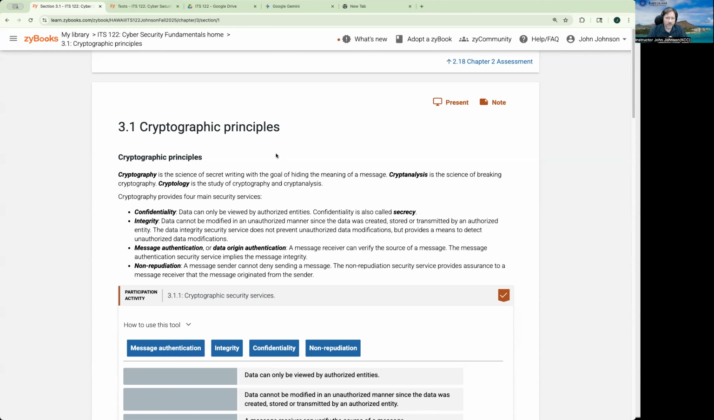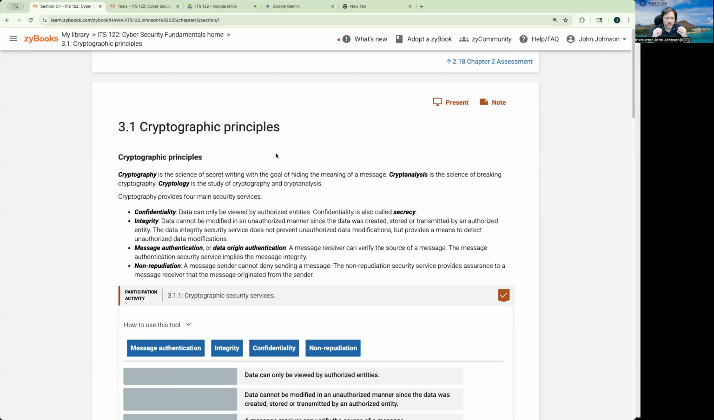So cryptography provides four basic security services. One is confidentiality. We talked about that before. It's also known as secrecy. Data can only be viewed by authorized entities. We've got the integrity side. Integrity says that the information that you receive has not been modified by unauthorized parties in any way, shape, or form. So that's the I part of the CIA triad we talked about before.